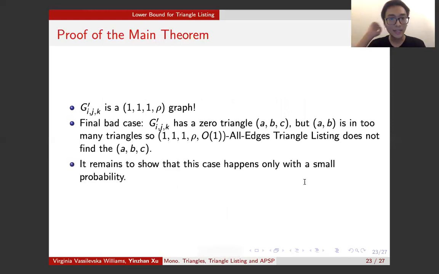But note that our triangle listing algorithm does not know about the weights. So it's possible that our triangle listing algorithm lists many non-zero triangles for edge AB, but it ends up not picking a zero triangle for the edge AB. So that's a bad case. So it remains to show that this bad case happens with only a very small probability.